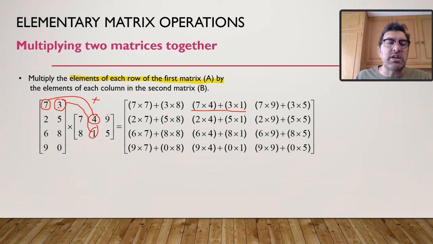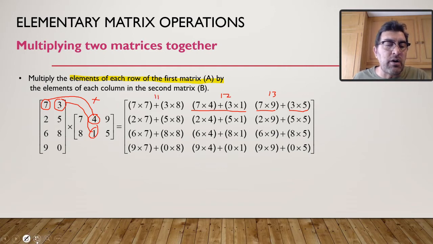For the third entry, I take this row and that column. So 7 times 9, plus 3 times 5. So for the first entry, I take first row, first column. For the second entry, first row, column 2, because it is in row 1, it's column 2. For the third entry, it's still row 1, but column 3. So row 1, column 3, row 1, column 2, row 1, column 1.